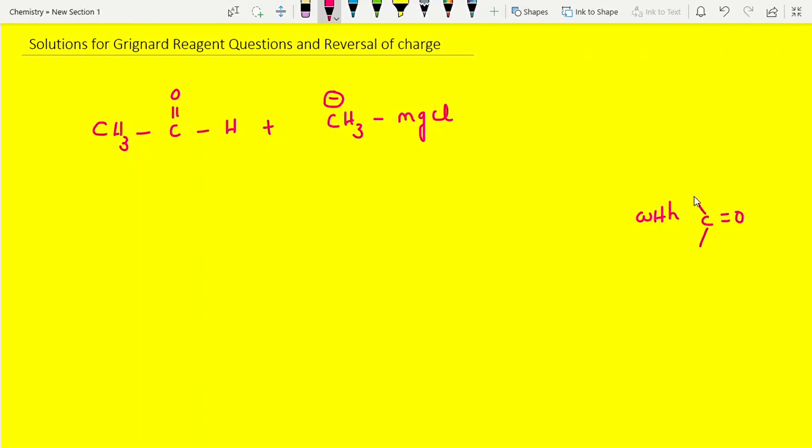This is exactly the carbonyl group. If it ends with hydrogen, that is aldehyde. If there is no hydrogen, and both are aliphatic groups or aromatic groups, that is ketones. So finally here with carbonyl compounds, Grignard reagent acts as nucleophile.